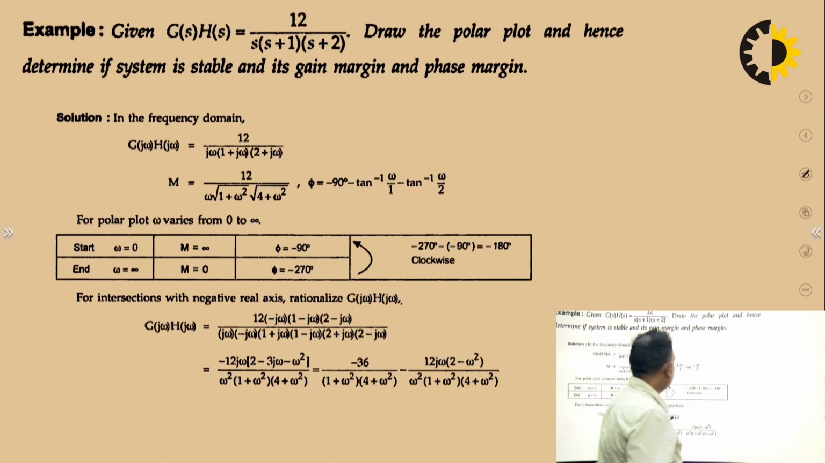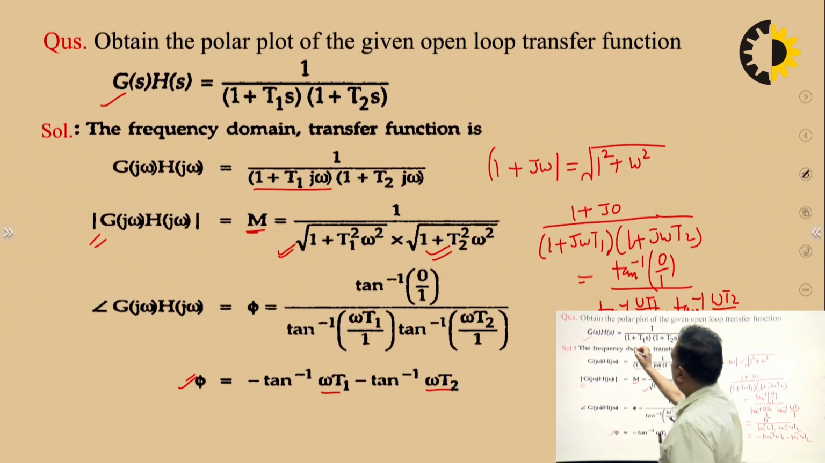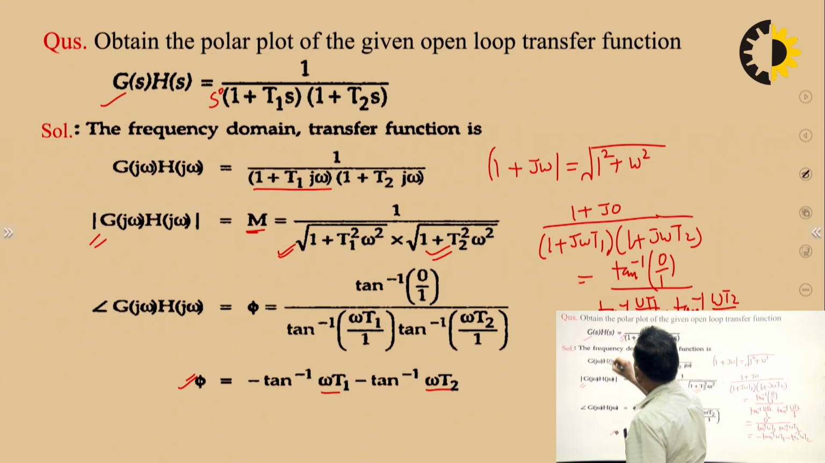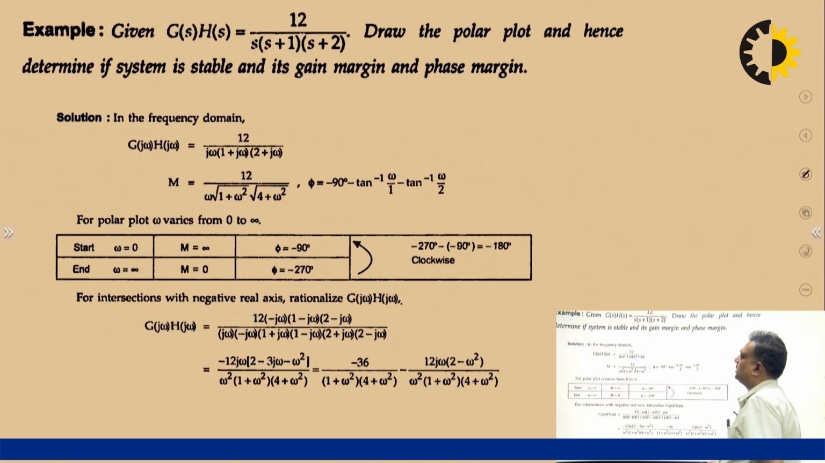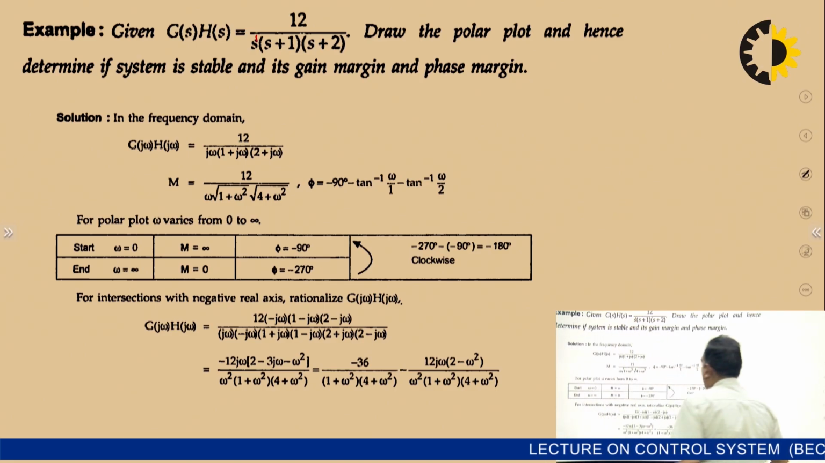Now take another example. You can see here there is no power of s, or you can say power of s is 0. So this is a type 0 system. Now we will take a type 1 system. In a type 1 system, in the denominator, power of s will become 1. So this is an example of a type 1 system.